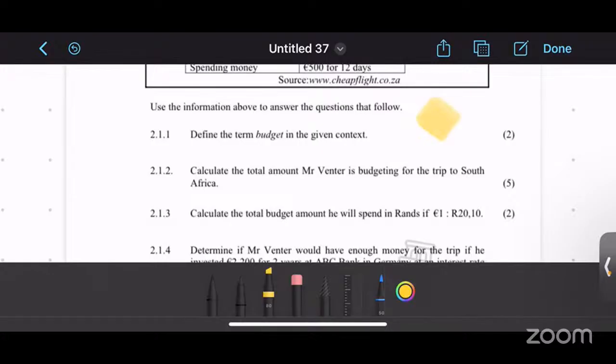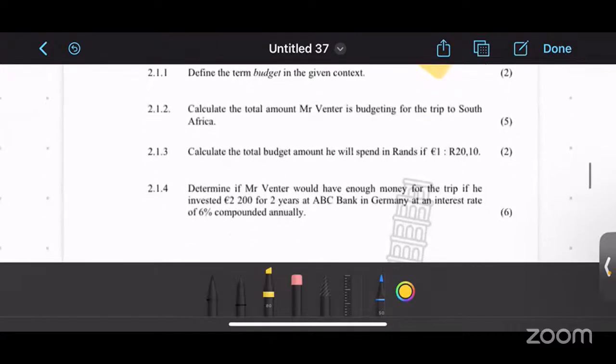To convert, you take the number of euros that you got in the previous answer and multiply it by 20 rand and 10 cents, because €1 is equal to that. That is how you score yourself two easy marks, given that your previous answer is correct. Because if it's wrong, you would have gotten the wrong answer here as well.